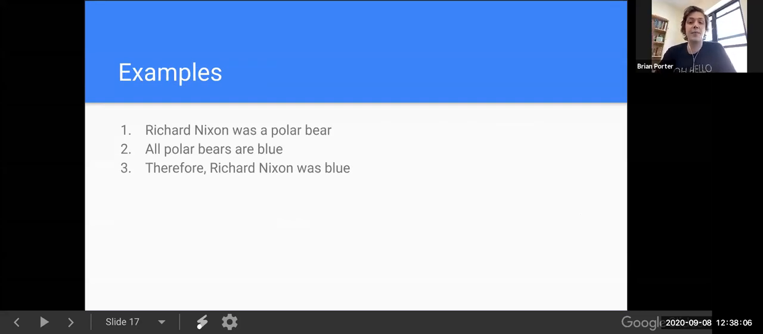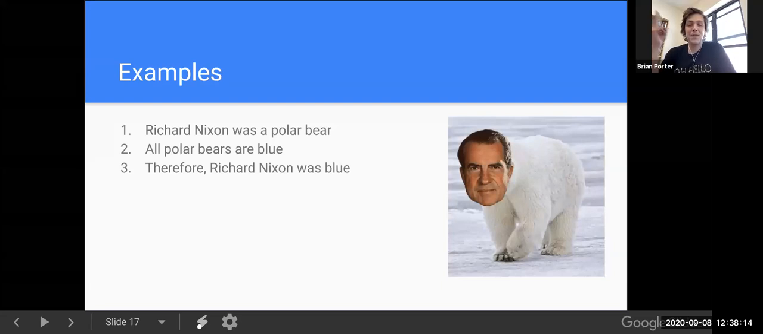So here's an example of an argument. Premise one, Richard Nixon was a polar bear. Premise two, all polar bears are blue. Conclusion, therefore, Richard Nixon was blue. That's an argument. I don't think it's an argument anyone has ever seriously tried to make, but it is an argument. Now, but let's ask both questions.